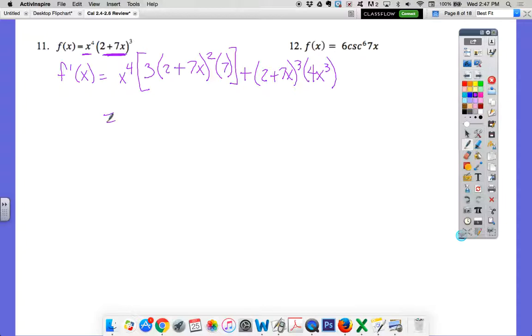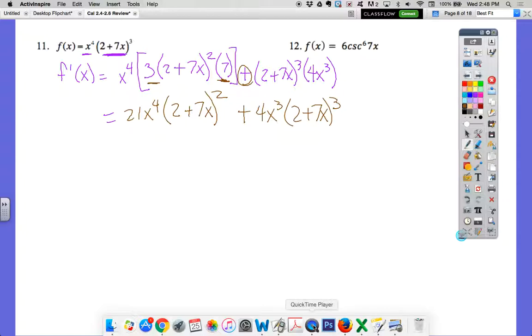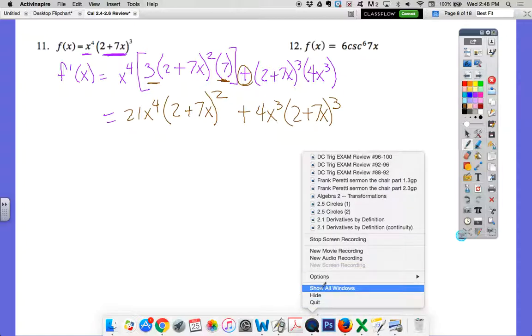Okay, so I did my product rule. I've got my two terms here. Clean it all up. Take these little pieces. I've got 21, x to the 4th. He goes out front. And then I have my binomial squared. Bring down my plus sign. Take the monomial part out. Then I have my binomial cubed. Okay? So, we're going to stop right there, and then we're going to pick it up with number 12 in the next video.